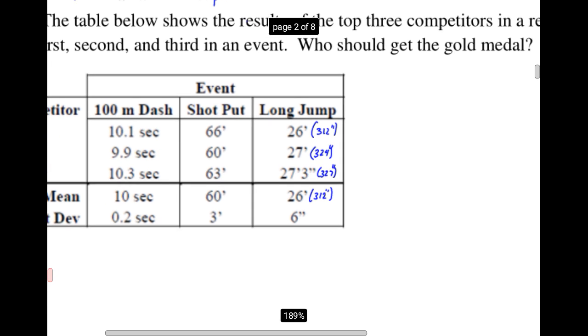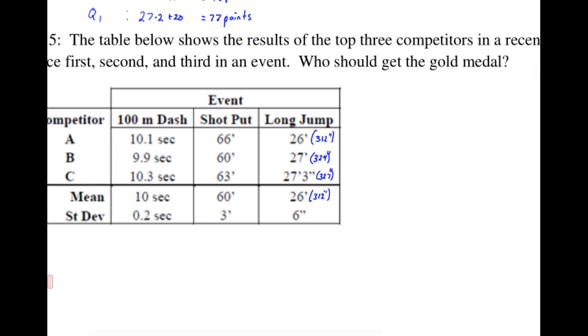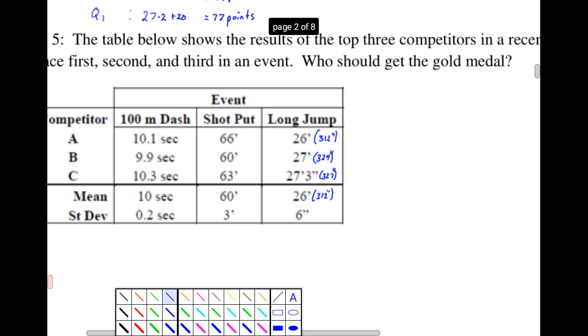So let me show what I mean. I want to do negatives in the 100-meter dash because a negative z-score is actually good. It's a positive. So I'm going to start with competitor A. I'm going to put a negative in front of this, and then I'm going to find out the z-score.